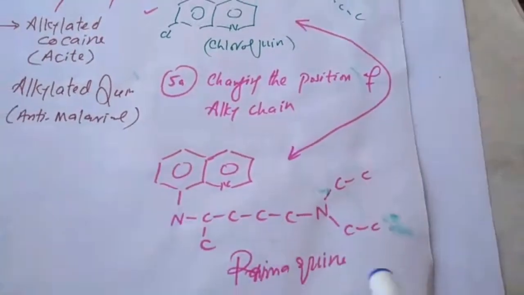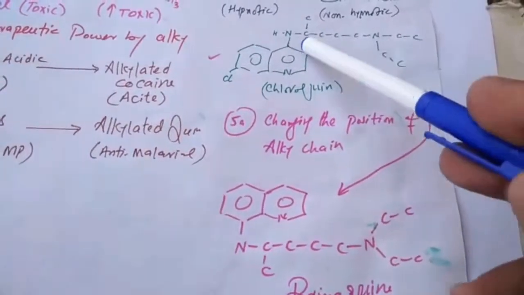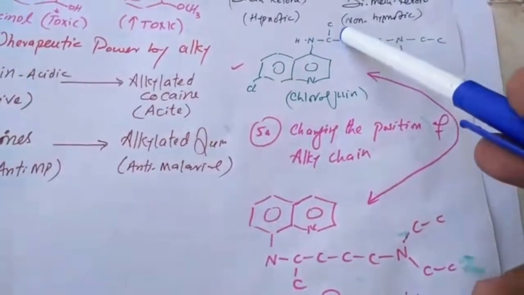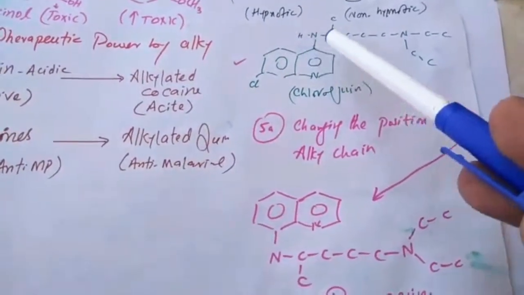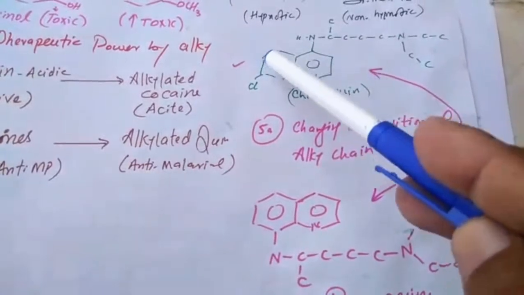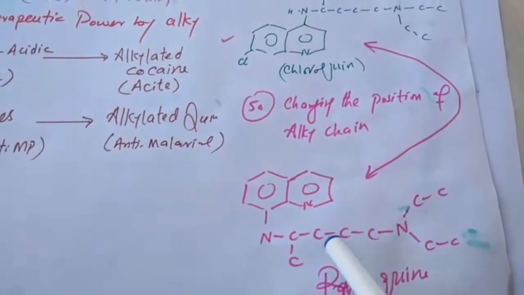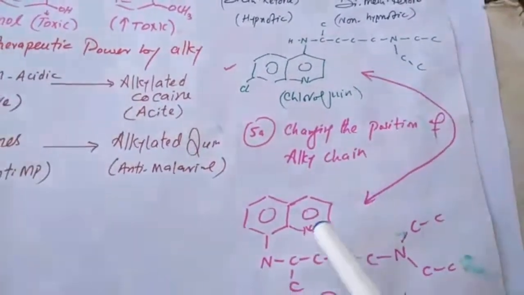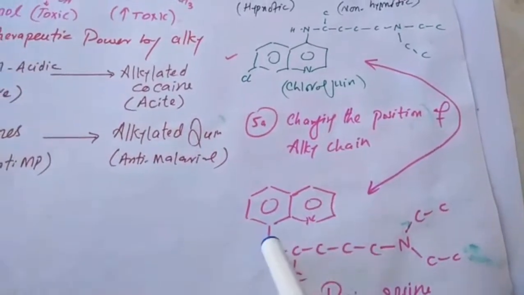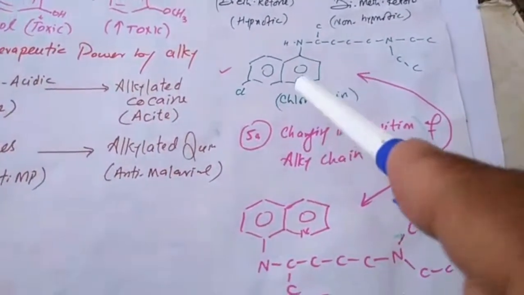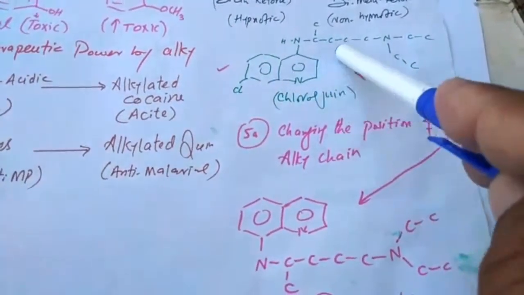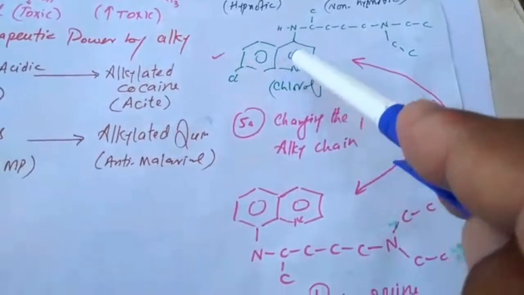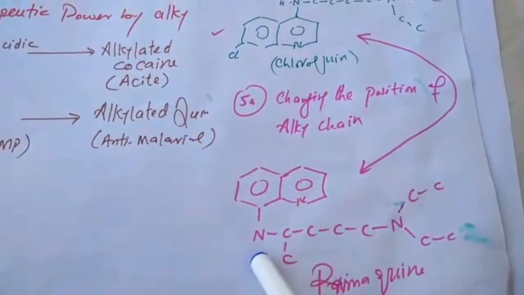Similarly, changing the position of the alkyl chain. Now look here, this is chloroquine. Now here the alkyl position is at position number 4. This is 1 2 3 4, 1 2 3 4 5 6 7 8. And here in primaquine, see, this alkyl group is changed from position 4 to position 8. Now due to this alkyl chain at position number 4, this is known as blood schizonticidal and this is known as tissue schizonticidal.